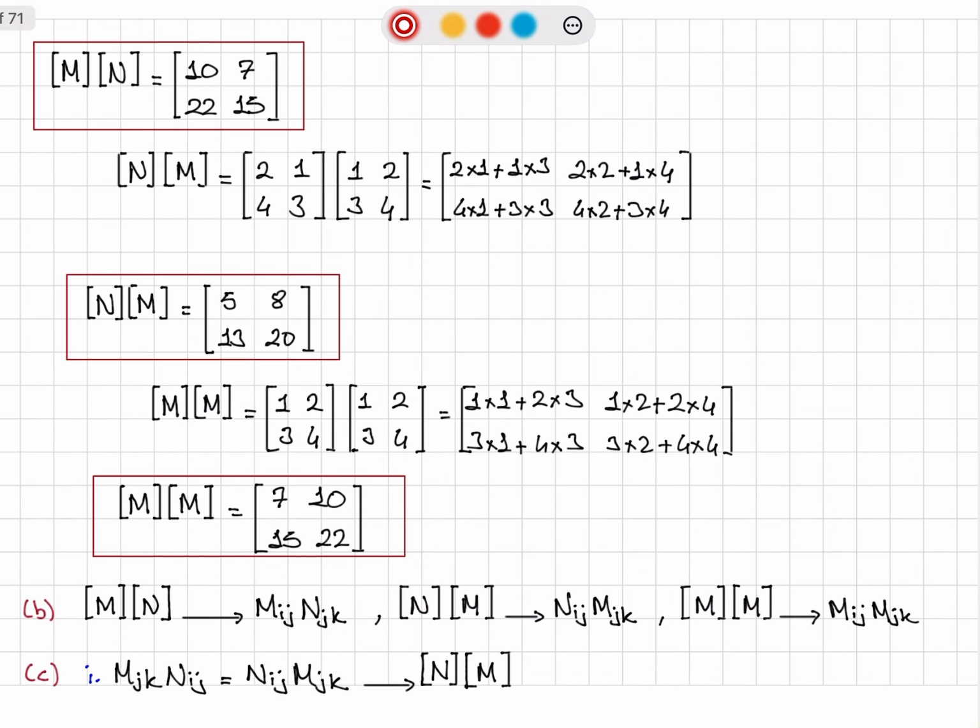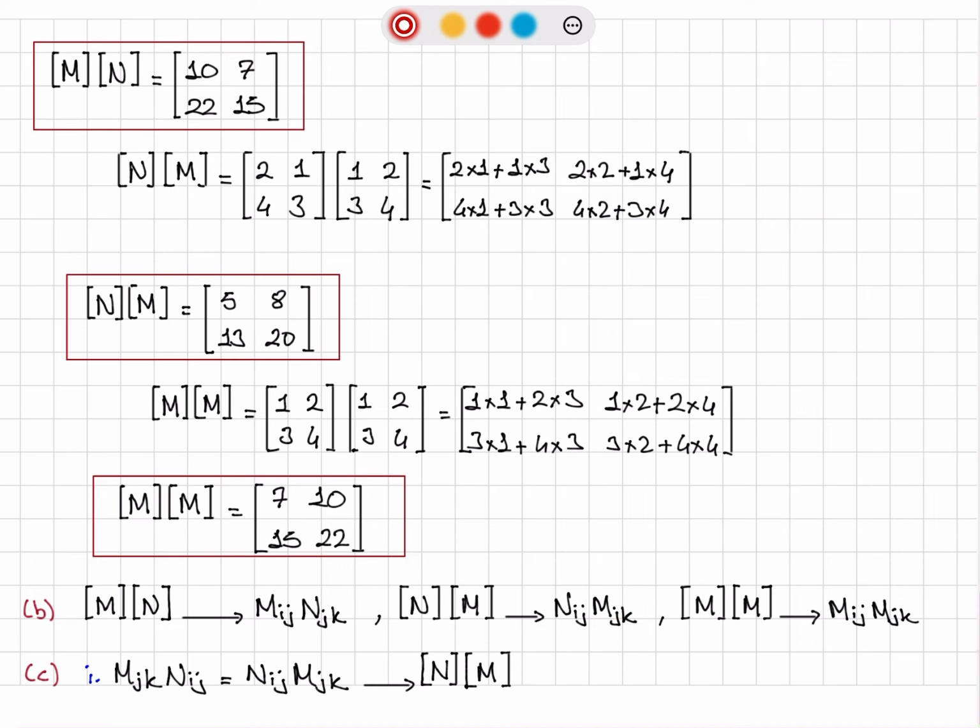Okay, so in this part of the problem, first we checked our matrix products. M and N matrix products means we have Mij and Njk. The ith row kth column element of the product is given by Mij and Njk element products summed over the index J. Similarly, N times M is Nij Mjk, M times N is Mij Njk. So the ith row kth column element of the product matrix is given by the first matrix ith row jth column multiplied with the second matrix jth row kth column and is summed over J.